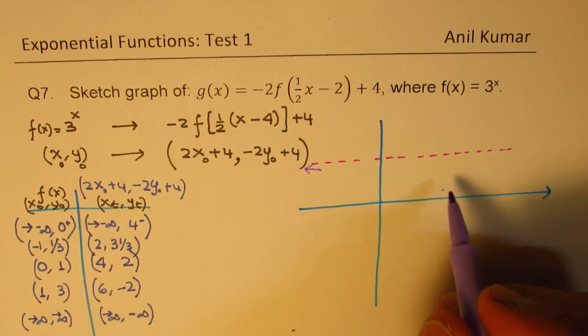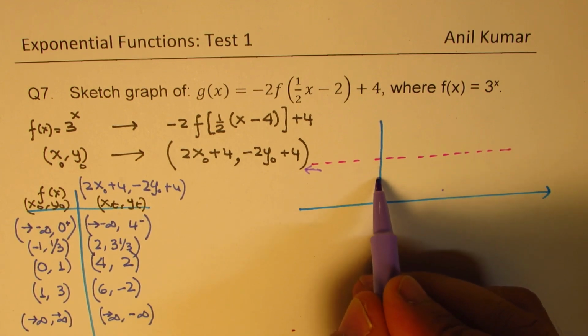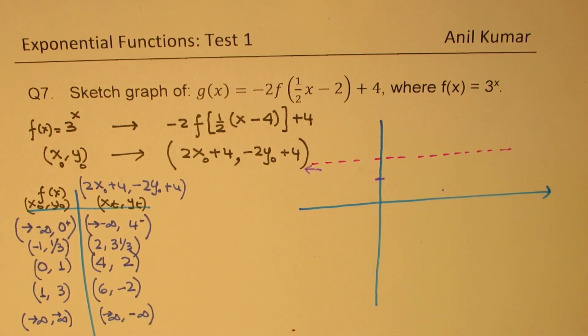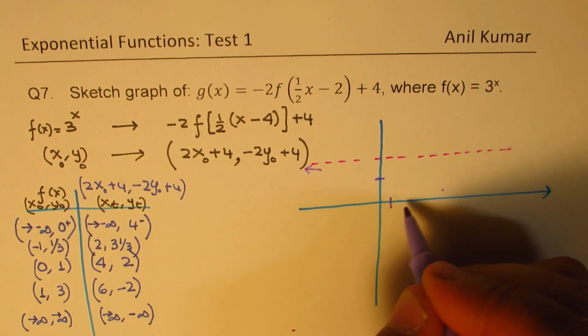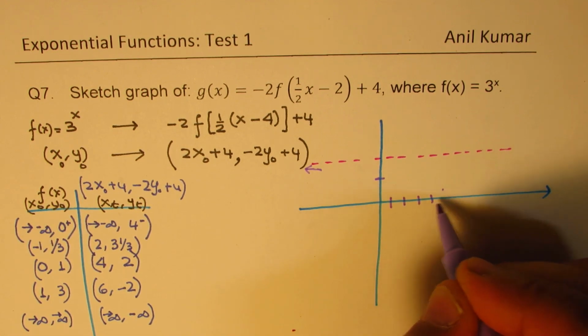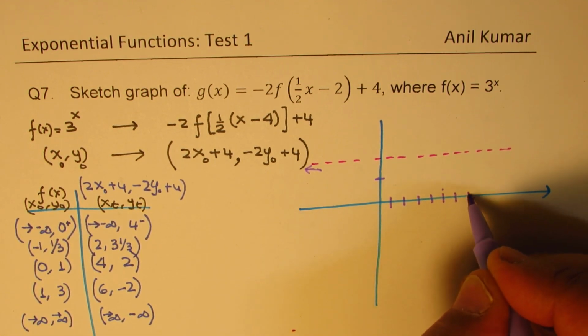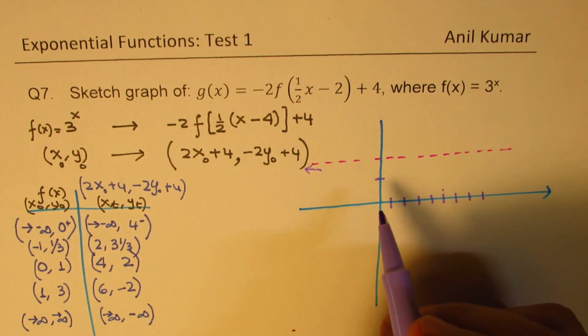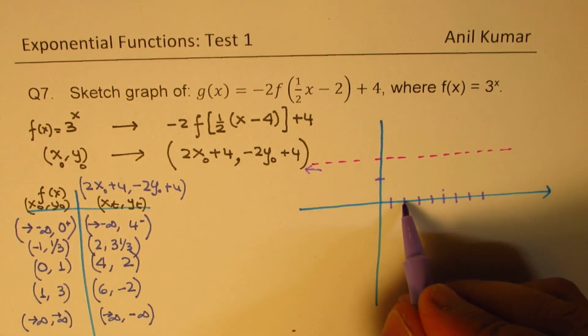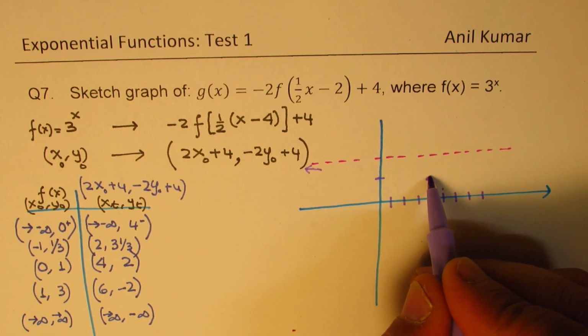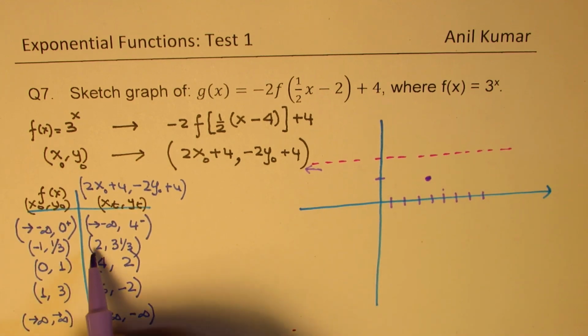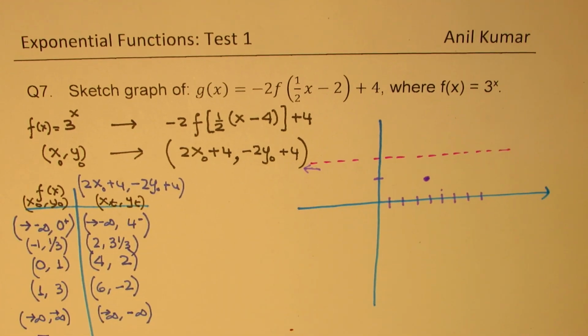Then we have (6, -2). Let's say this is 4, then that is 2, and let's say this is 1, 2, 3, 4, 5, 6, 7, 8. So we have a point (4, 2), that is 4, 2 for us. And then at 2, we have 3 1/3.